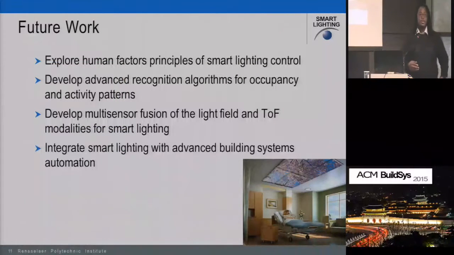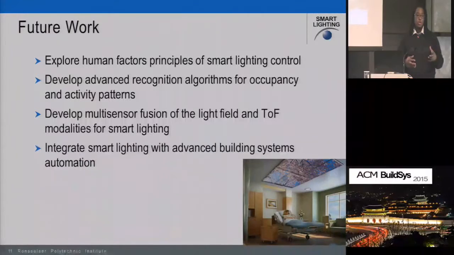For future work, we're going in multiple directions. We're exploring human factors. For example, we're currently exporting this system to a hospital room at the University of New Mexico to do real-time evaluation on human subjects. We're also developing more advanced pattern recognition algorithms for occupancy sensing. We're doing multi-sensor fusion of the time-of-flight sensors, moving towards single pixels of the multi-pixel view that we have, and combining this with the RGB color sensor data to maintain the level of occupancy sensing that we're able to do.